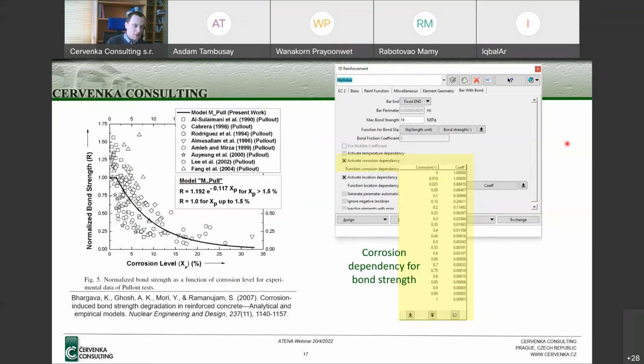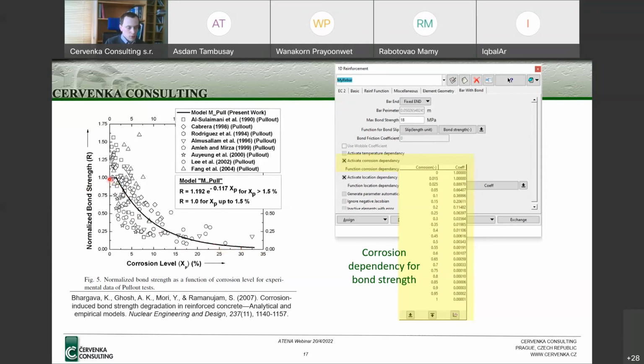For this analysis, we used this kind of literature data, which was published as a review study of several experimental results, and finally they suggested this kind of relationship based on the regression analysis, where from about 3% of reinforcement corrosion, the bond strength is significantly reduced, and we can see that around 30% of the reinforcement corrosion there is no residual bond strength at all, based on this model.